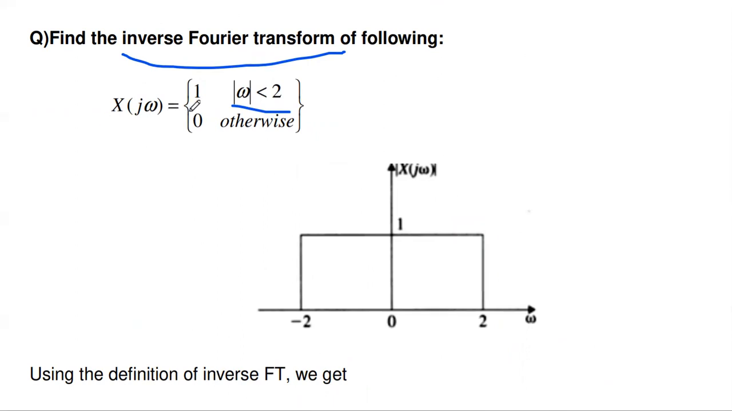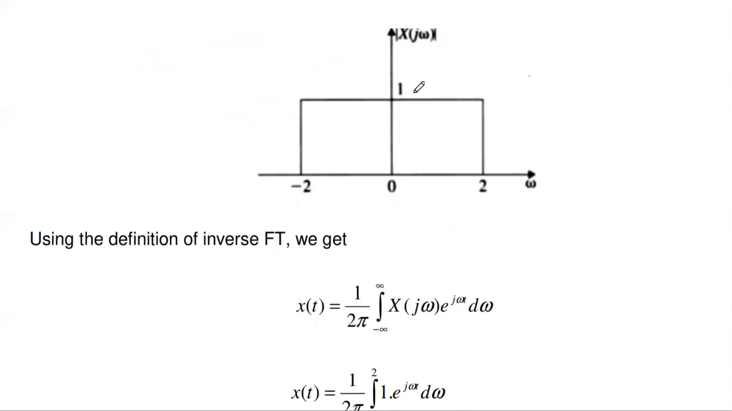Okay. So what is this x of j omega? So you see, this one we are going to convert into a graph. Okay. So x of j omega is constantly 1 for the frequency modulus of omega less than 2. What does modulus of omega less than 2 mean? It means omega between -2 and +2. Okay, that is, for the -2 to +2 radian frequency, the x of j omega value is constantly 1, and 0 in the remaining case. Okay, this is said to be the modulus of x of j omega. Okay, so now using this we are going to find the inverse Fourier transform.